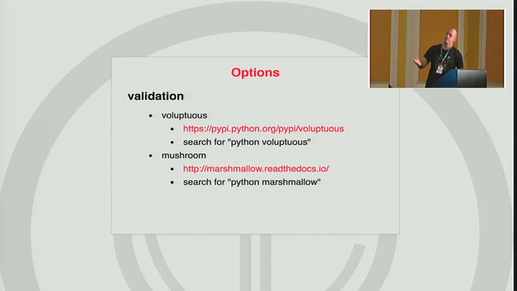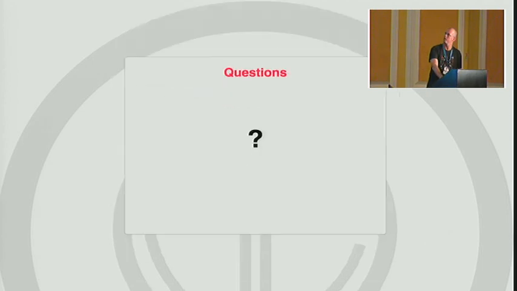For validation, so you've got your configuration as a simple Python data structure. You want to make sure it's actually correct and it's going to work for your application. Voluptuous is a great way of doing that. Mushroom's more of a serialization thing, but again, you can use it for validation as well. I'll sort of throw it in there.